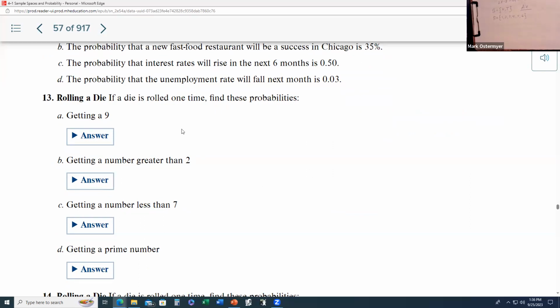Okay, number 13A. If a die is rolled 1 time, what's the probability of getting a 9? We will assume it's a fair die. Anybody? What's the probability of rolling a 9 on a fair die?